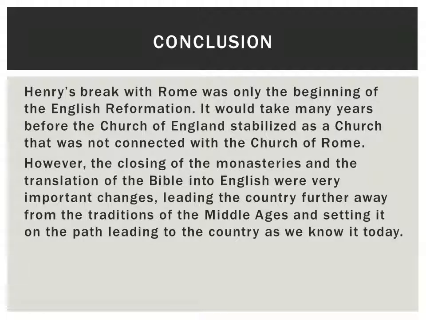In conclusion then, basically, Henry's break with Rome was just the beginning of the English Reformation, and it was going to take a long time before the Church of England stabilized as a church that was separate from the Church of Rome. But we've seen today two important steps in the direction of England becoming less of a medieval country and at the same time less of a Catholic country. The closing of the monasteries, the translation of the Bible into English were really, really important changes. So if we can carry those two things away today as a basic understanding of what was going on, setting England in the direction of becoming a little bit more like the country that we know today, those 2 points would be the basic points.